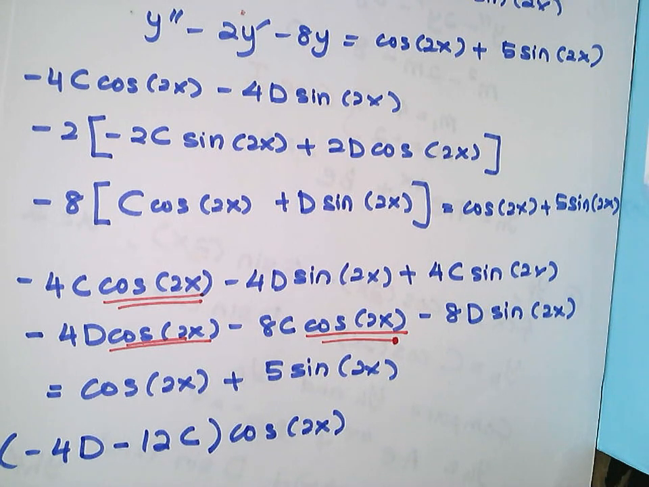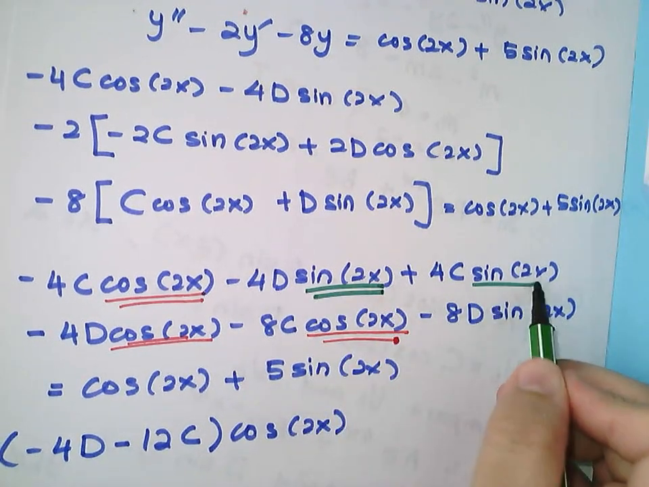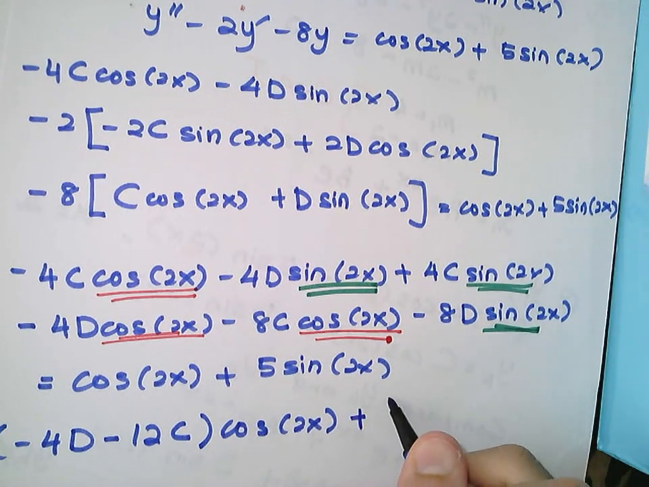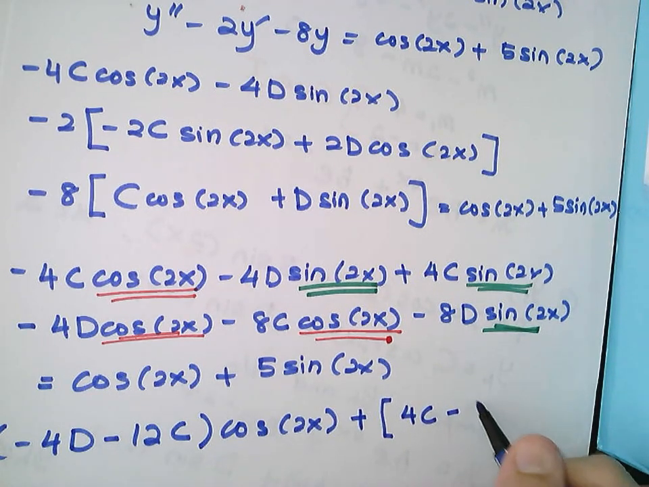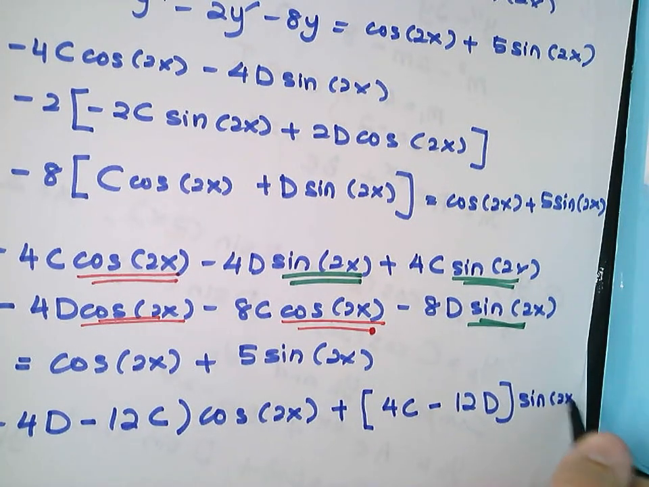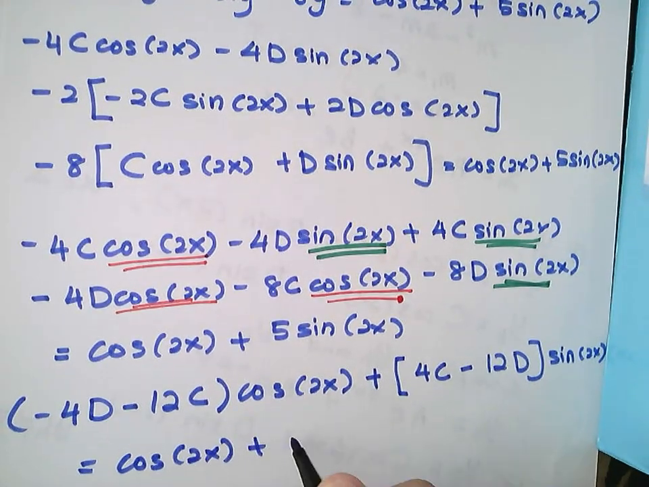Another one is for the sine function. So this is sine 2x, this is sine 2x, and also this one. So you will have plus 4c minus 12d sine 2x, which is equals to cos 2x plus 5 sine 2x.